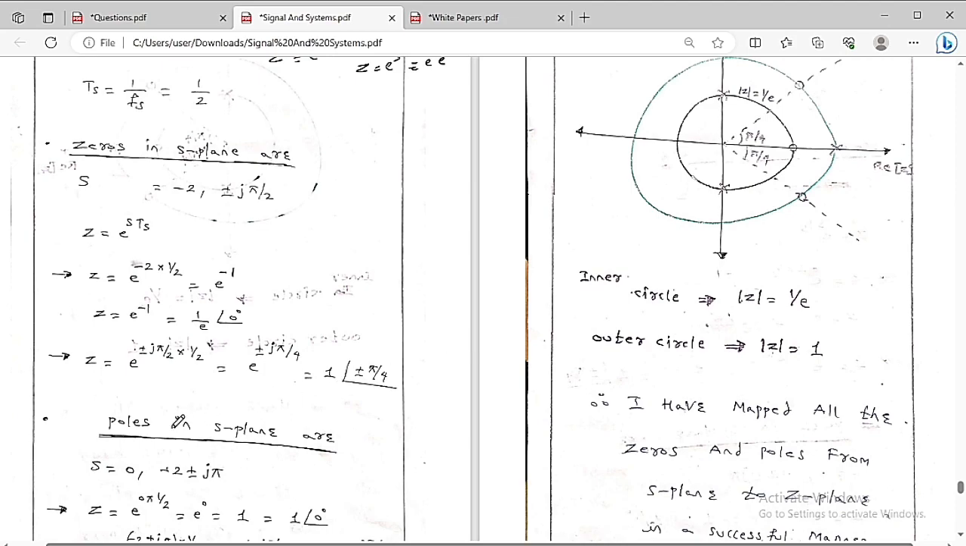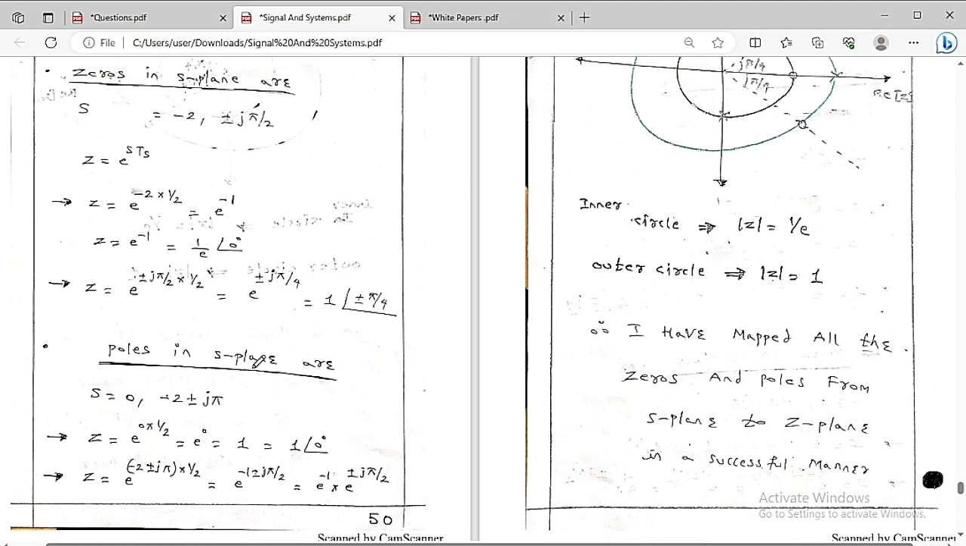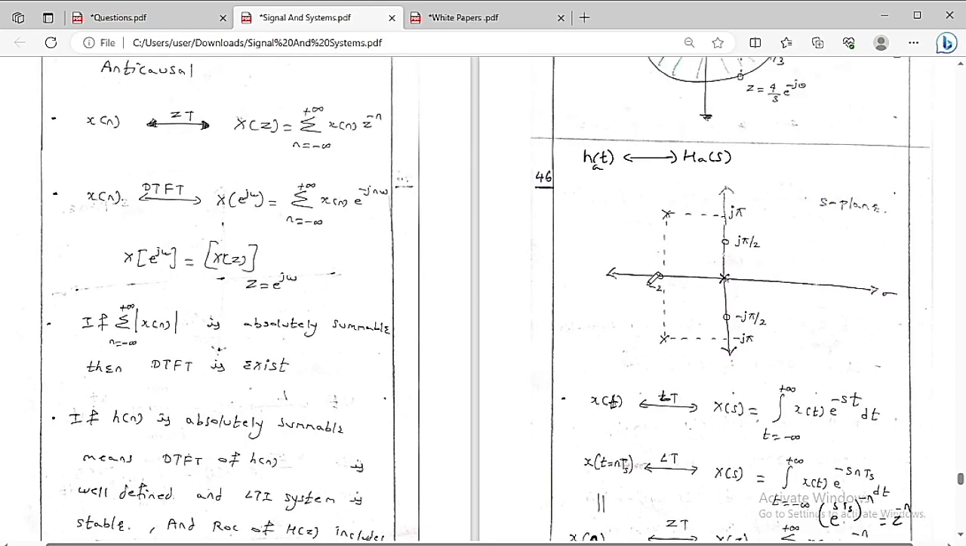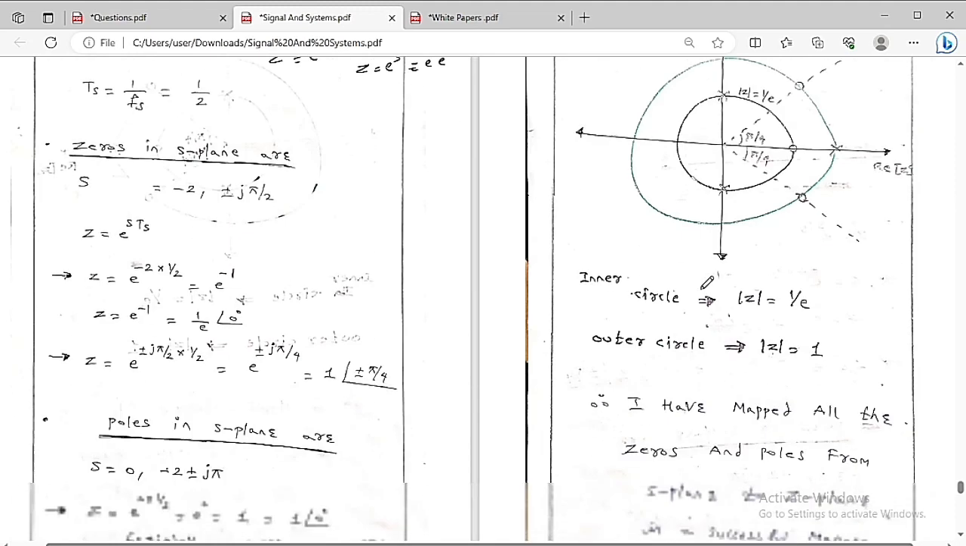Now, poles in the S plane. What are the poles in the S plane? As you can see clearly, the poles are minus 2 plus j pi, minus 2 minus j pi, and 0. These three poles are there.